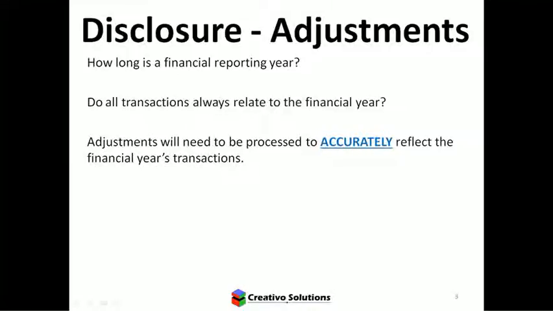So how long is the financial reporting year? Well, a reporting year is normally 12 months. There are instances where it can be slightly longer, but we're not going to be discussing those. We're just going to be focusing on the majority of financial years, which are 12 months in length.